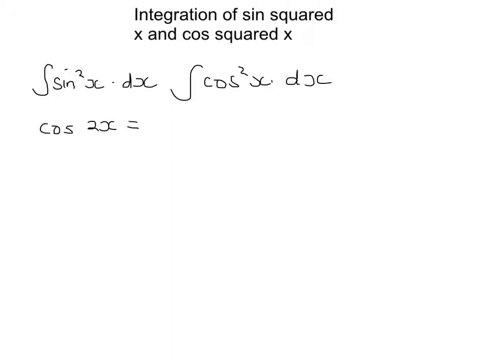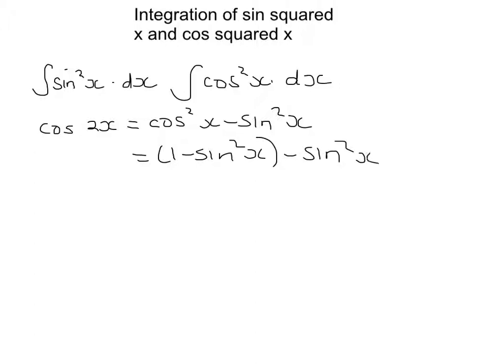Now this was the one that there were three different ones. It's cos squared x minus sine squared x. But then of course we can replace cos squared x with 1 minus sine squared x. And we've got our other minus sine squared x. So we've got 1 minus 2 sine squared x. So that's one that we can look at. And eventually what we do is make sine squared x the subject.